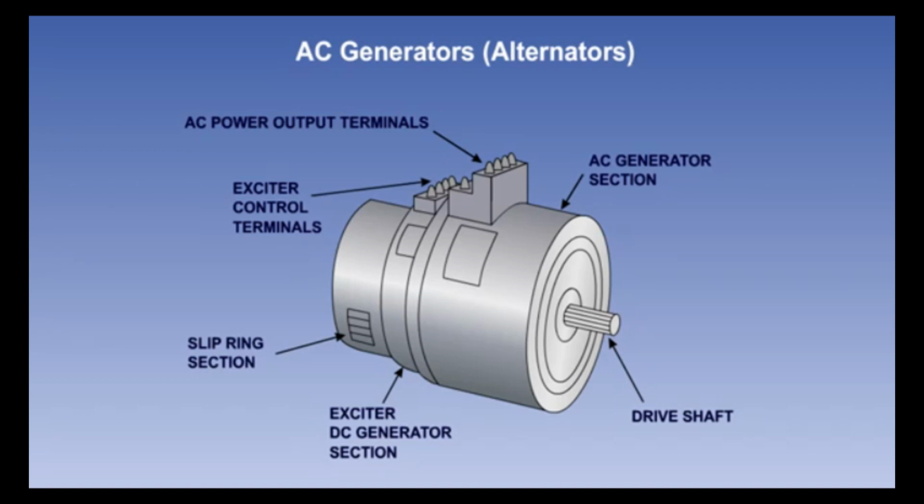Most modern aircraft use alternating current, or AC, in their primary electrical systems. The AC is supplied by an alternator or alternators. Alternators are often referred to as AC generators, and this is the name that we will use.